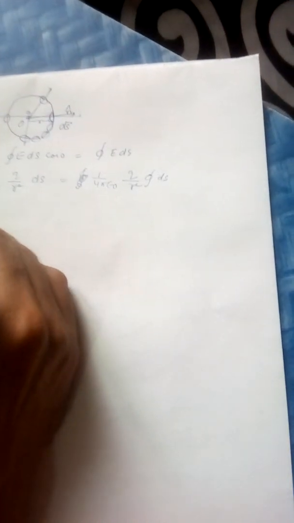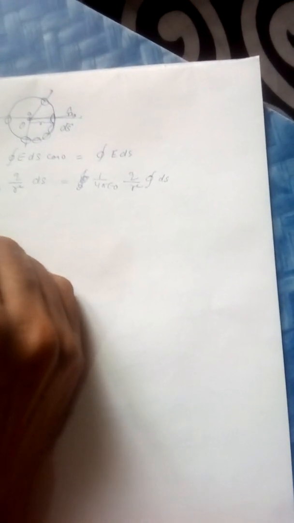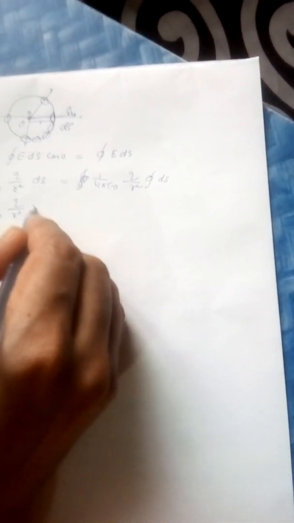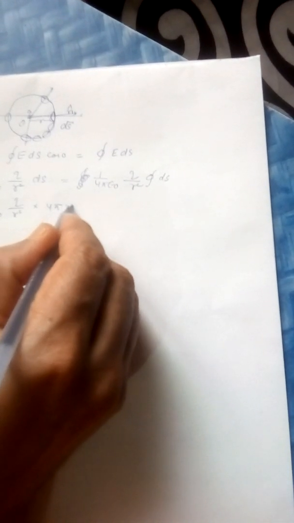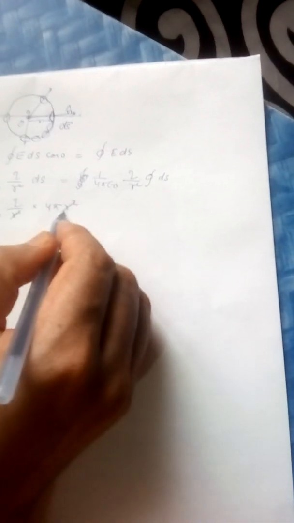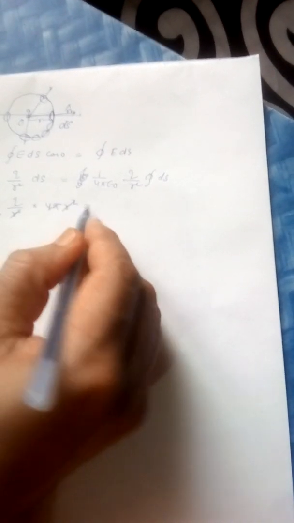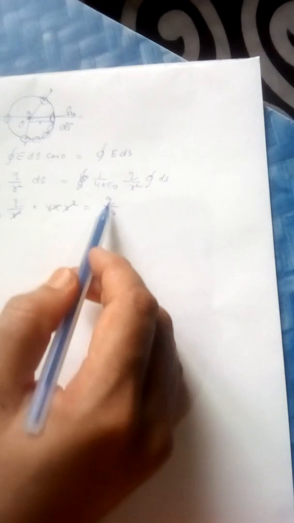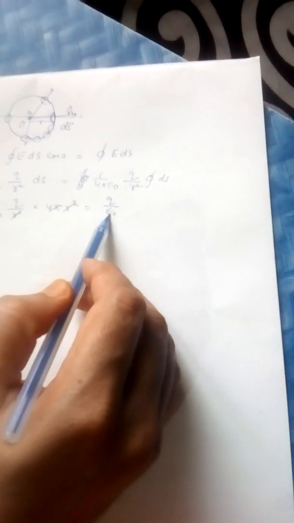And all of you know that the surface area of a sphere is 4 pi r square. So r square cancels, 4 pi cancels. So q by epsilon naught. So we have proved that flux is equal to closed integral E dot ds, and that is equal to q by epsilon naught. What is q? The charge enclosed. Second, this is the proof for a regular surface. This is for a regular surface.